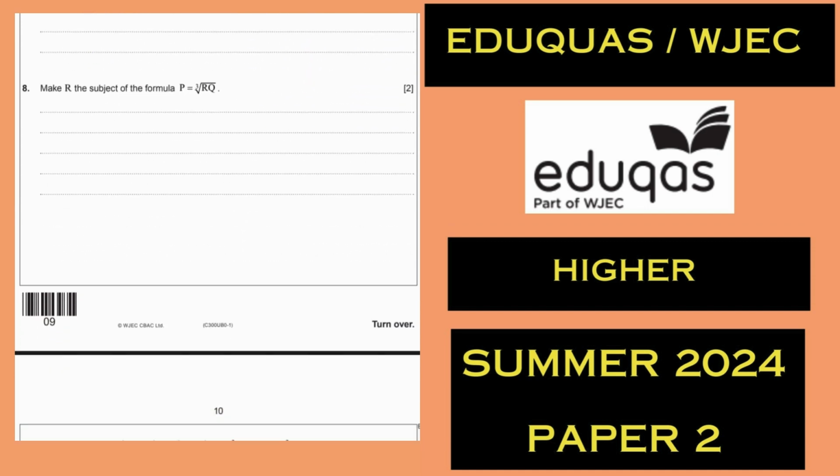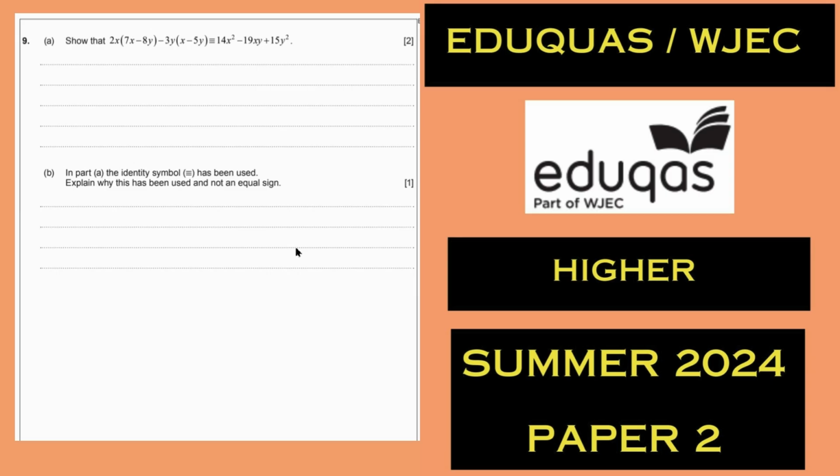There we go. Number 8, transposition of formula, also known as changing the subject. We've got a cube root. Get rid of a cube root by cubing. So the P needs to be cubed. The right-hand side just becomes the RQ. If you want to make R the subject, you get rid of a Q. And this changing the subject is all about opposites. So we need to divide both sides by the Q. It's only a 2 marker, so it's only a 2-stepper. We're done. On we go.